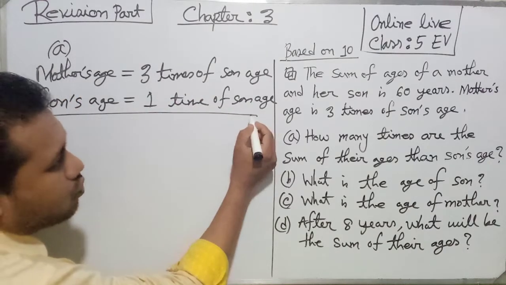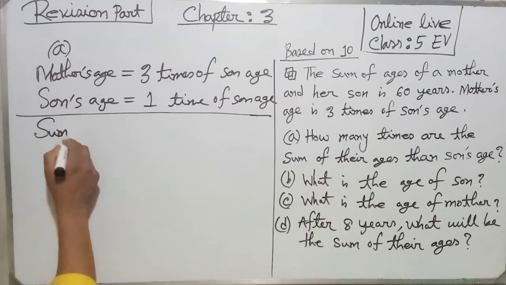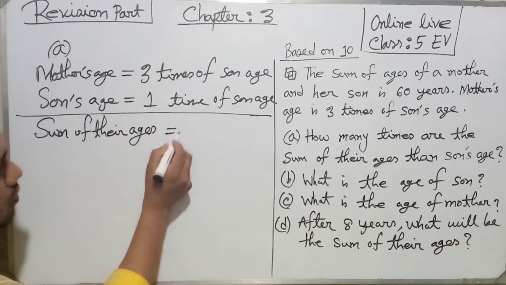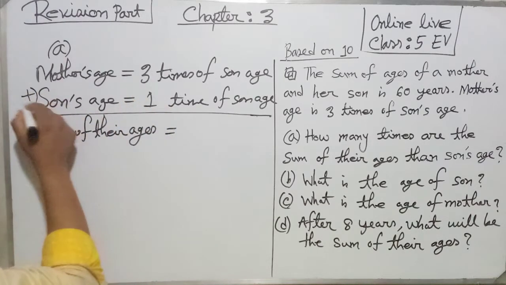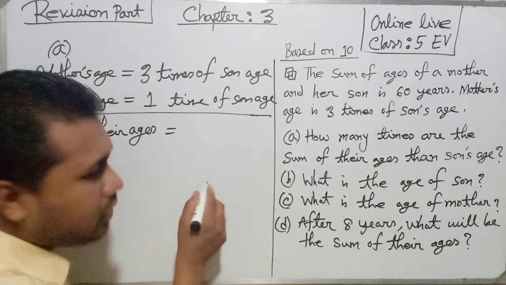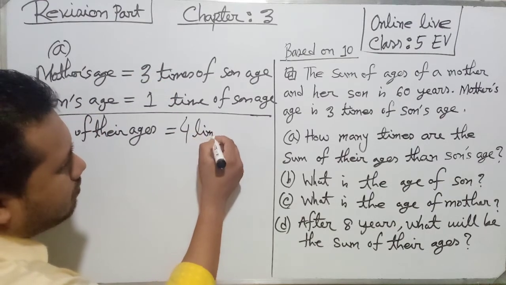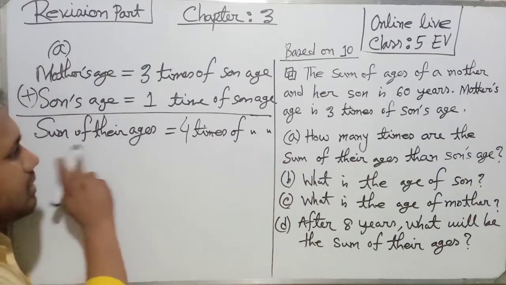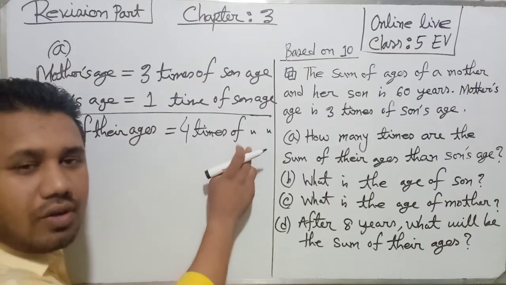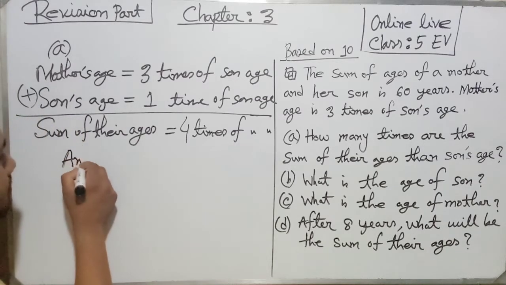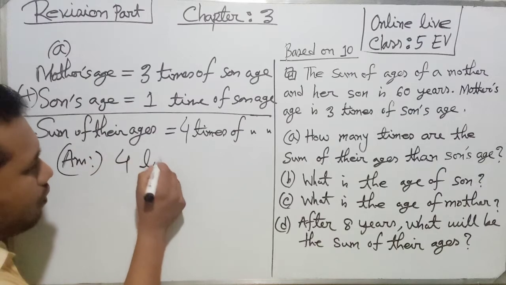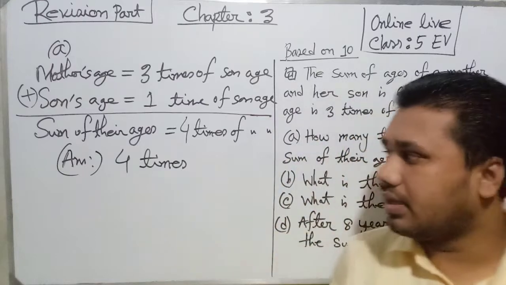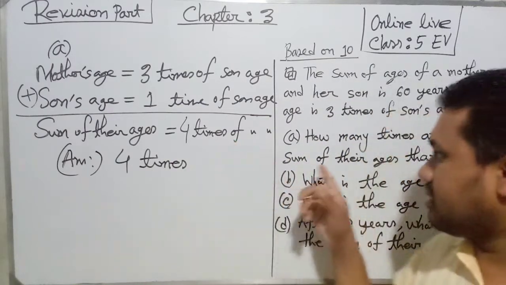Now if we add this to 1, then we will get the sum of their ages. So sum of their ages is 3 plus 1. If we add 3 plus 1, it will be 4. So 4 times of son's age. So we can say the sum of their ages equals 4 times of son's age. So dear students, this is our answer of A.